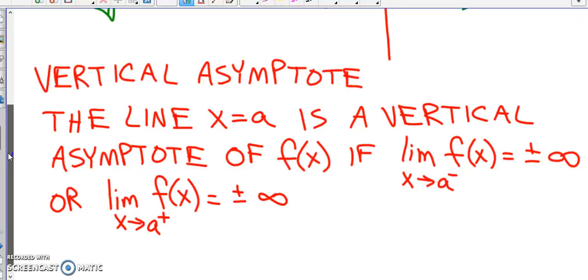You guys dealt with logarithms before? Okay.